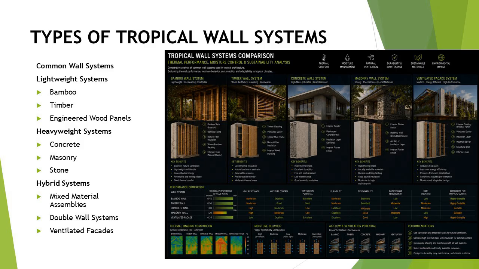Hybrid systems combine the strengths of multiple materials. Modern tropical architecture increasingly utilizes hybrid assemblies because they provide greater environmental flexibility. Understanding the strengths and limitations of each wall system allows architects to make informed decisions.